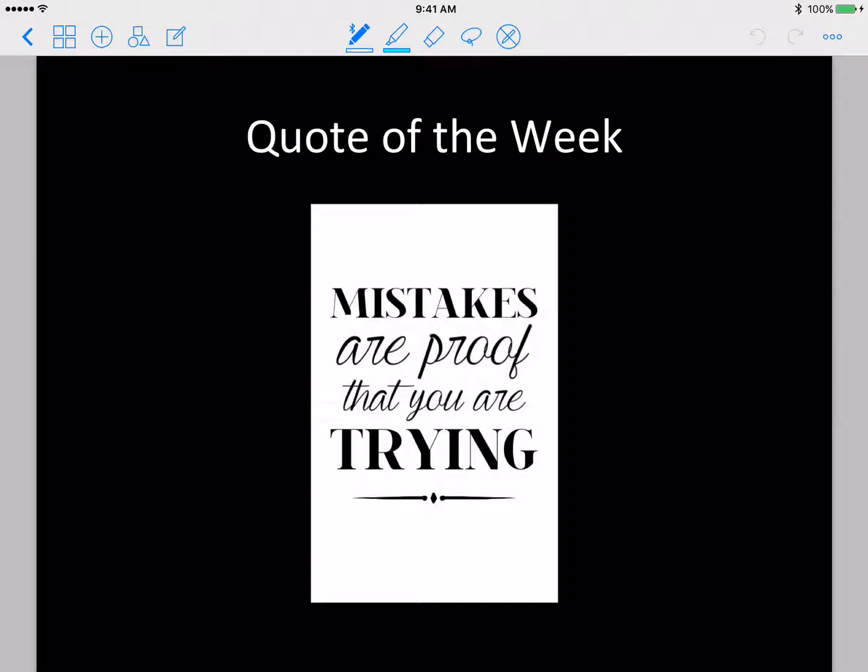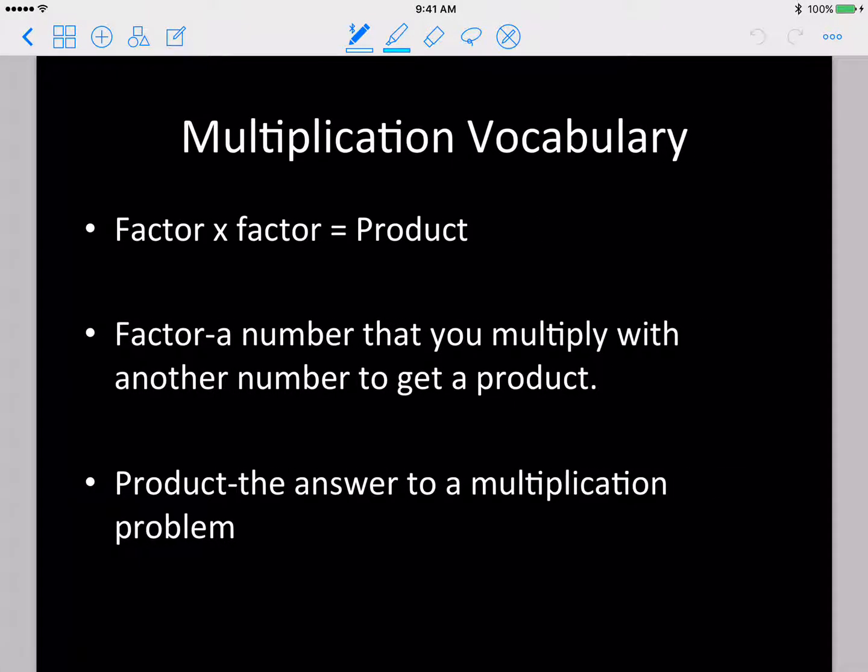Our quote of the week: mistakes are proof that you are trying. So sometime this week you might have a hard time working on some of these math problems, or a hard time with the sport you're playing. Making mistakes is not a bad thing. That's actually a good thing. That shows you're trying and you're learning and you're trying to get better. So keep that in mind as we dive in to multiplication and division.